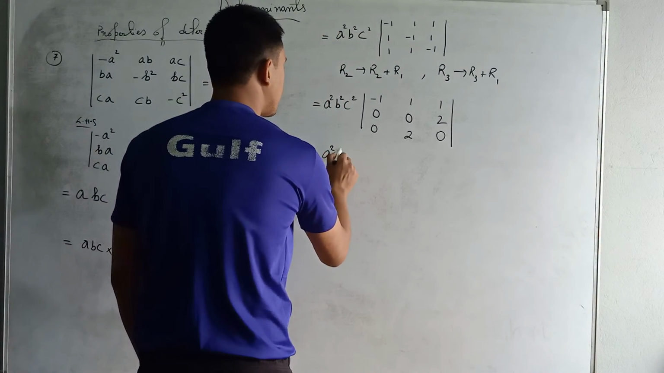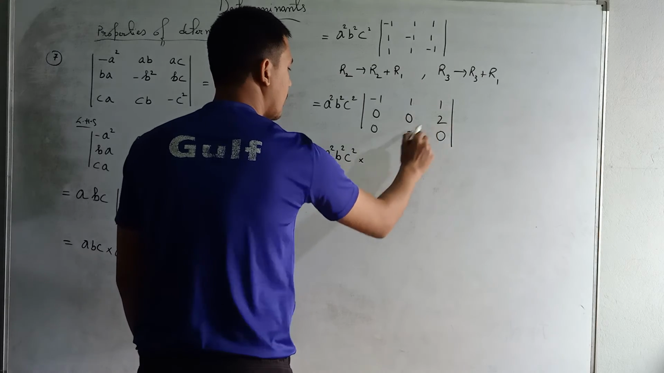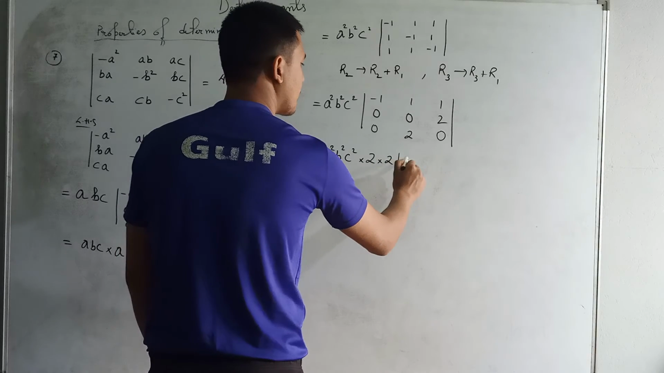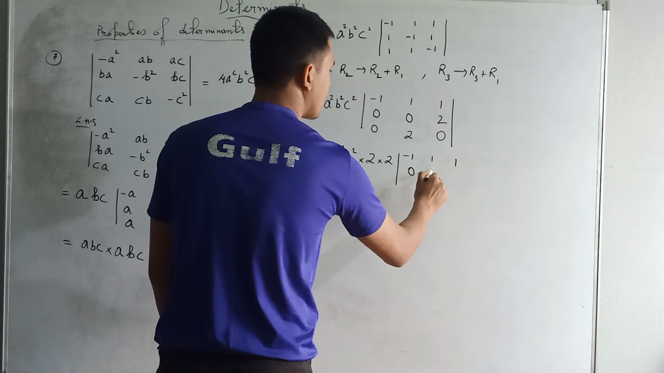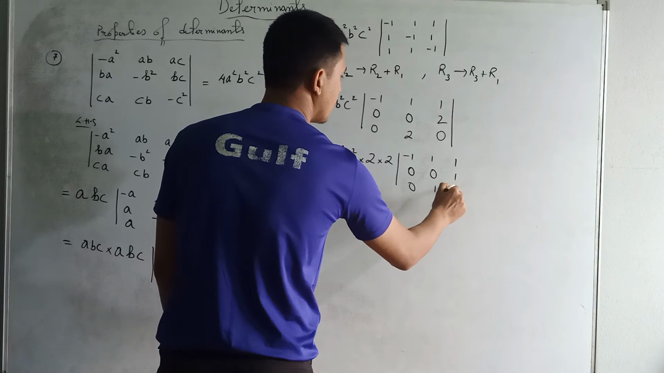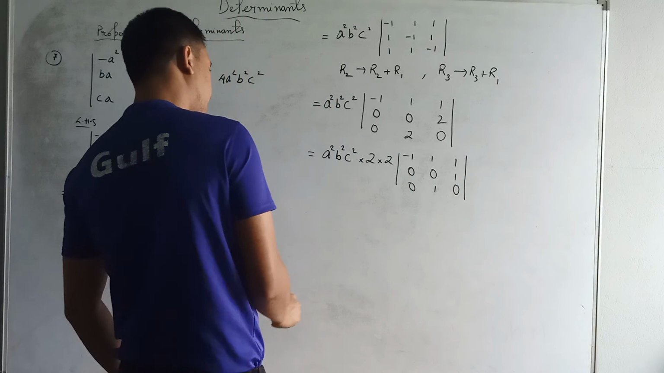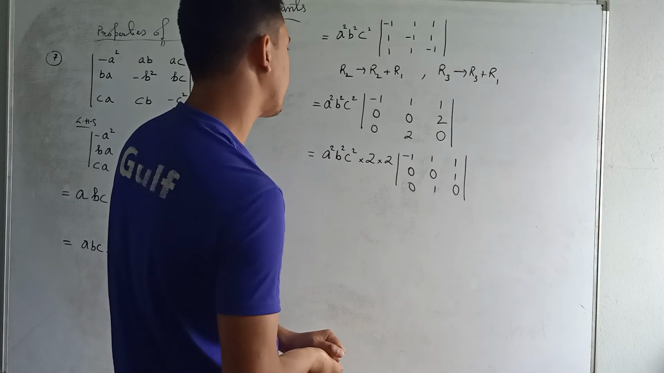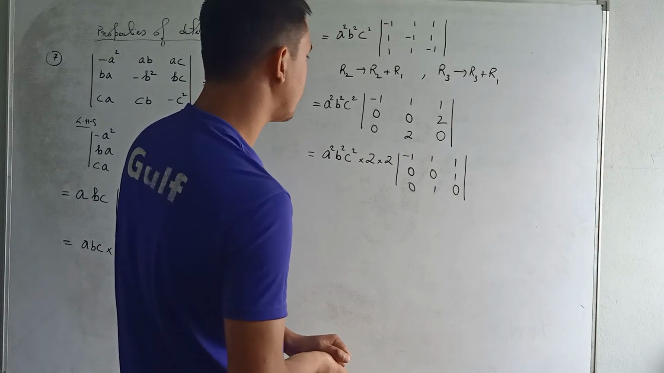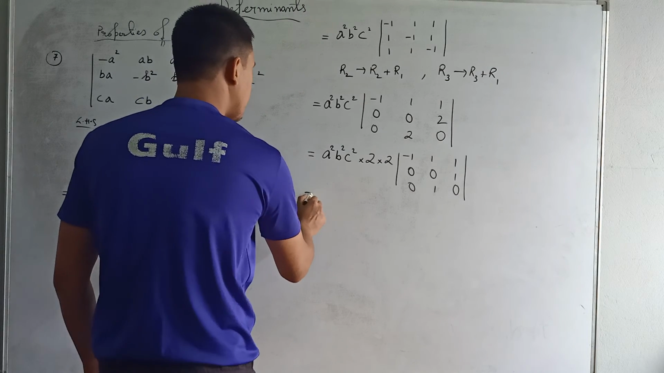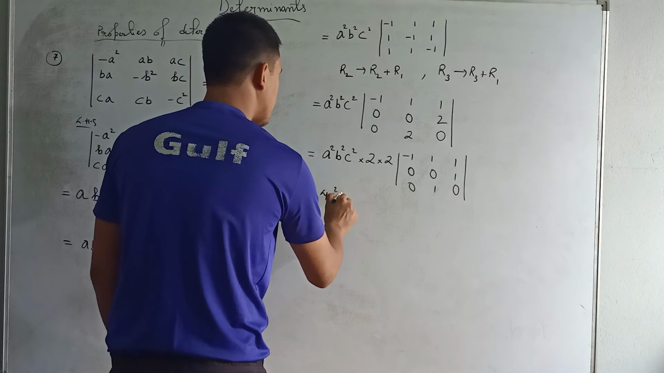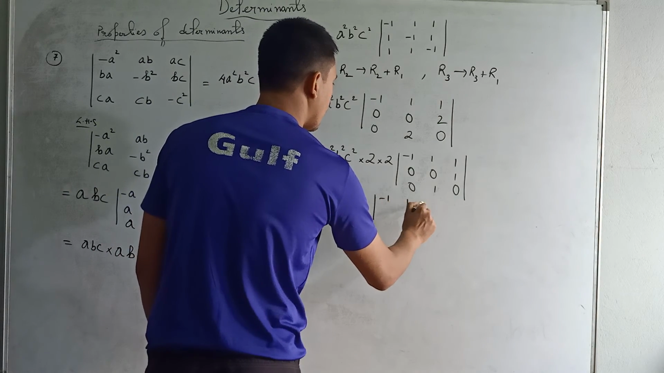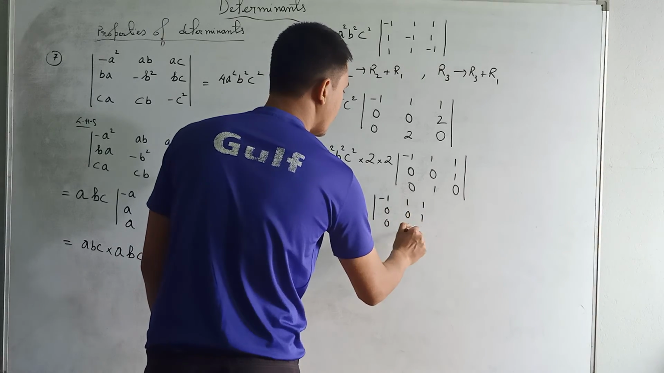So a square, b square, c square. From the second row I'll take 2 common, from the third row I'll take another 2 common. Then minus 1, 1, 1; 0, 0, 1; 0, 1, 0. Is it alright? Correct. Now 2 times 2 is 4, so 4a square b square c square, and then minus 1, 1, 1; 0, 0, 1; 0, 1, 0.